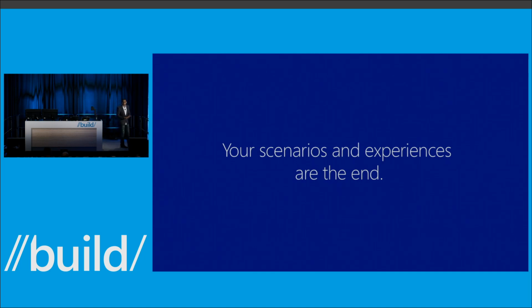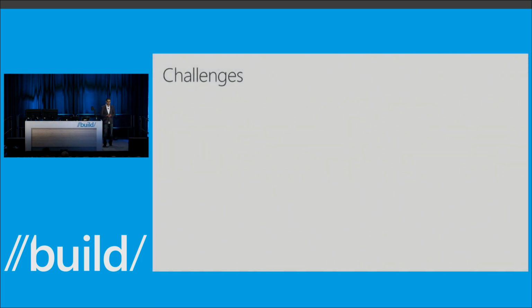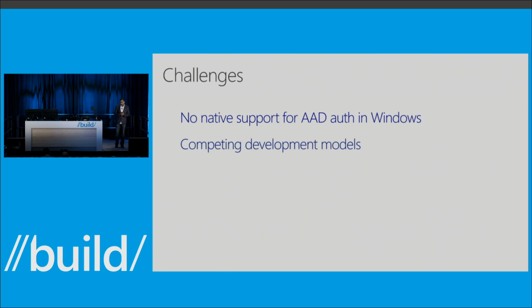From identity providers, we've been working with a lot of them. And at the end, our end consumers. So the main set of challenges we found, well, one, pretty obvious. There was no Azure Active Directory on Windows, so there had to be a native way of doing things. Two, we had a few competing development models. If you were targeting Microsoft accounts, we had the Online ID Authenticator set of APIs. Is anyone aware of those?